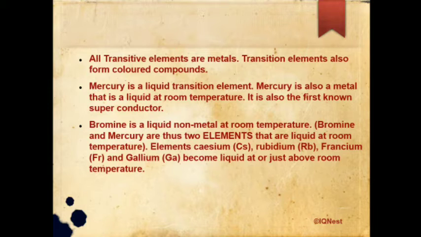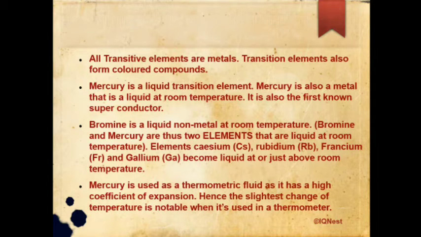And the next point, the elements cesium, Cs, rubidium, Rb, francium, Fr, and gallium, Ga, become liquid at or just above room temperature. Next point, mercury is used as a thermometric fluid as it has a high coefficient of expansion. Hence, the slightest change of temperature is notable when it is used in a thermometer.